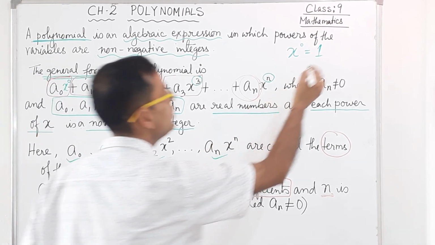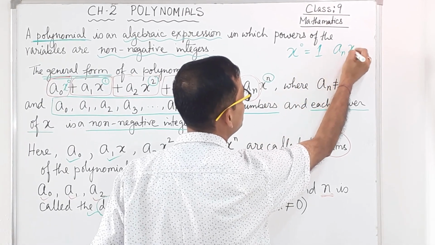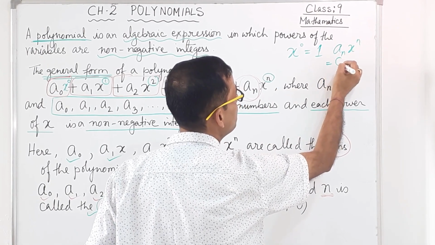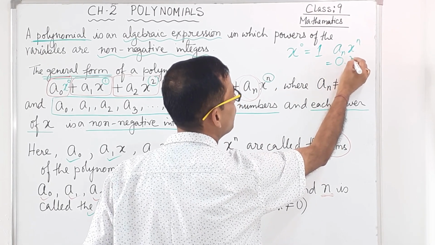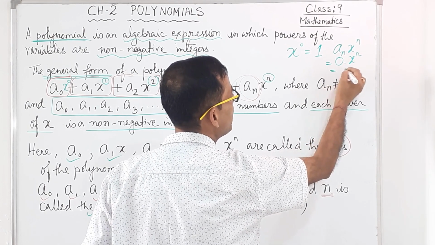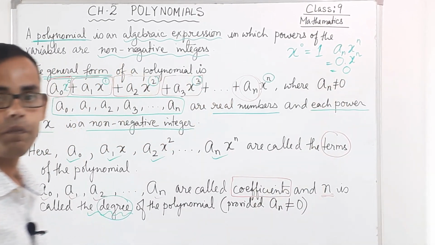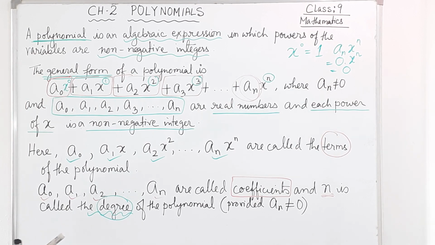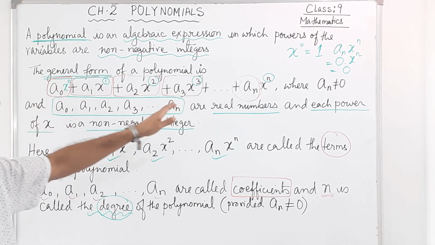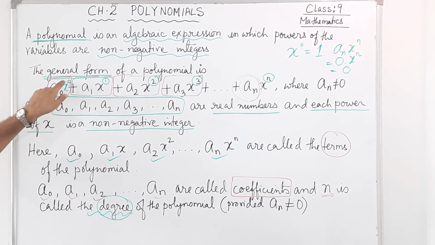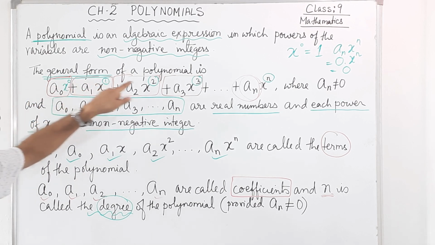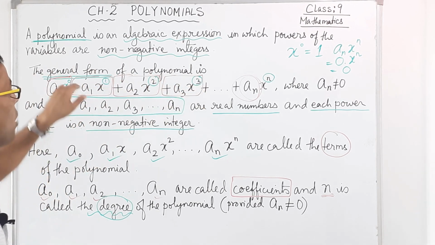See, a to the power n, x to the power n. If a to the power n becomes 0, then whatever it is, 0 multiplied by anything will become 0. Okay. Now, what did you learn here, what did you understand? You understood the definition of a polynomial. Then you understood the general form. Now, in the general form, you can see the powers 0, then 1, 2, 3, 4, like this way.